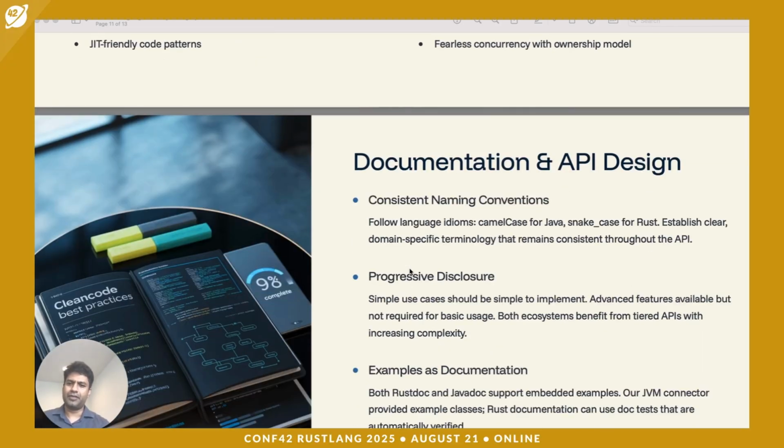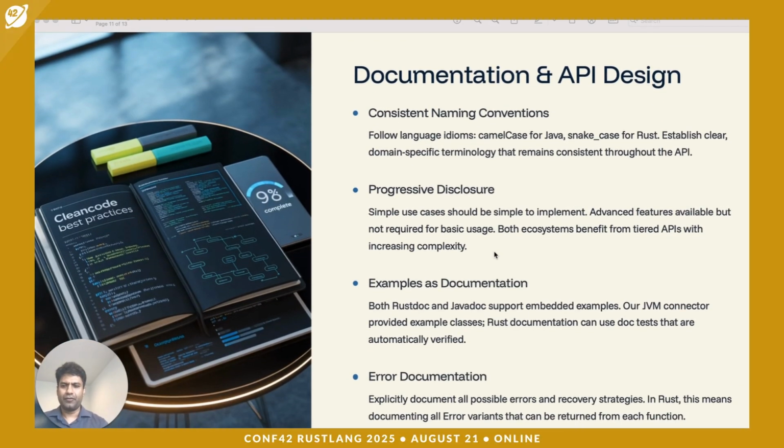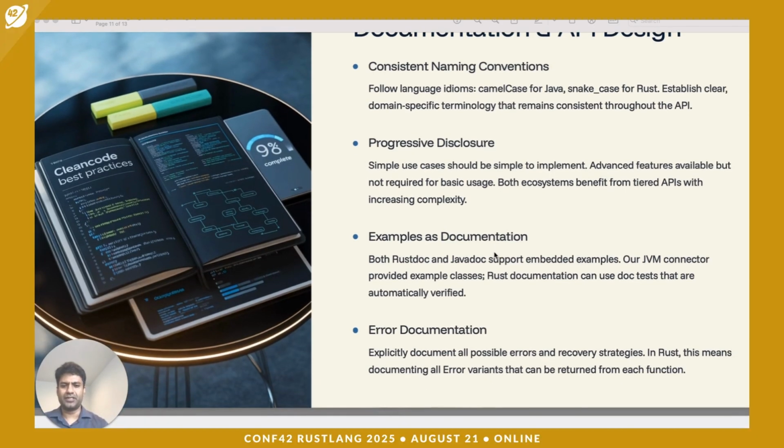During the coding, we have used consistent naming conventions. For example, we used camel case for Java variables and snake case for Rust variables. And we have established clear domain-specific terminology that remains consistent throughout the API. We made simple use cases. We broke the complex use cases into simple ones so that it will be easy to implement. Advanced features are available, but they are not required for basic usage. So both ecosystems benefit from tiered APIs with increasing complexity.